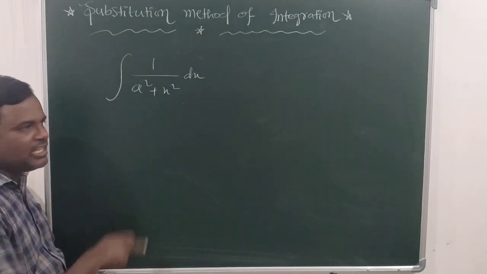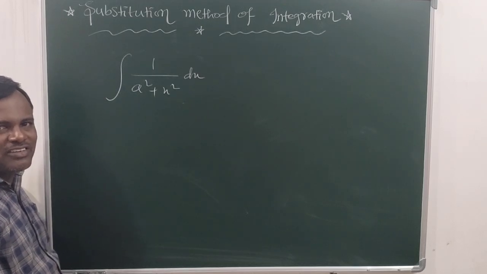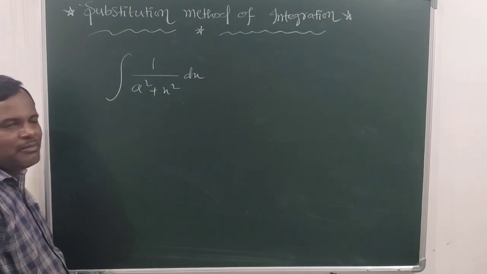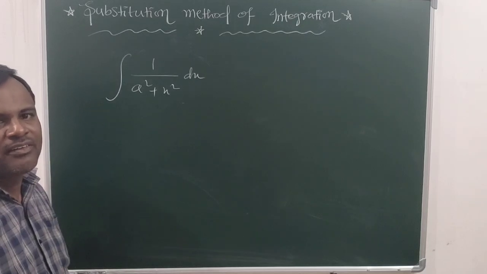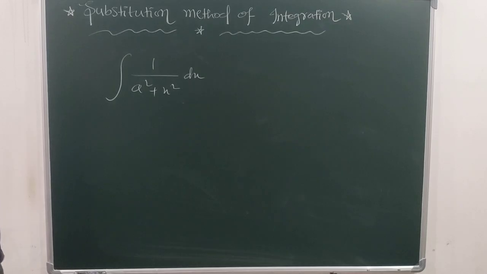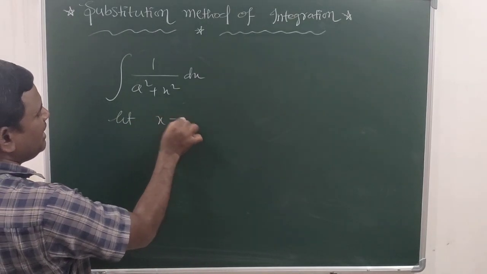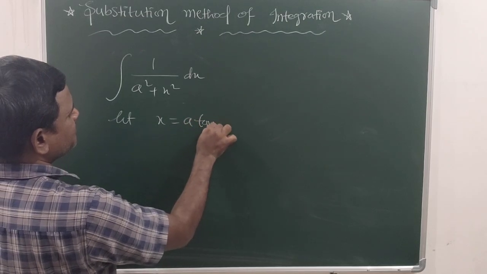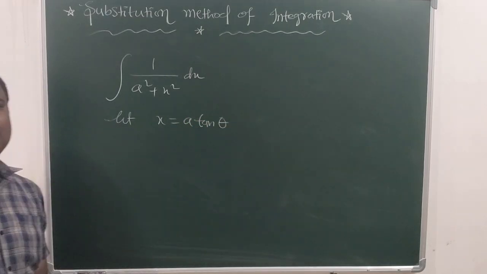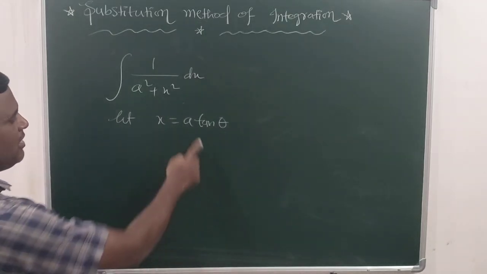In my previous class, I kept 1 in the place of a. Then you said to me tan inverse of x is the integral. But here a is given. Whenever a is given here, how do we have to evaluate the integral? Tell me, students. So here the substitution is x equal to a tan theta.